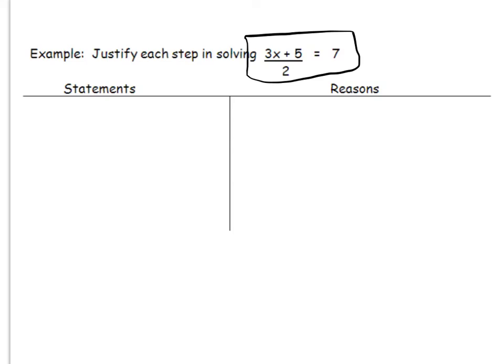Step number 1, you're going to write down your problem. 3x plus 5, all over 2, equals 7. This will always be the given. Your first step is always the given. So now, just like we did the last one, I want you to go through each step on how to solve this and write each justification for those steps.